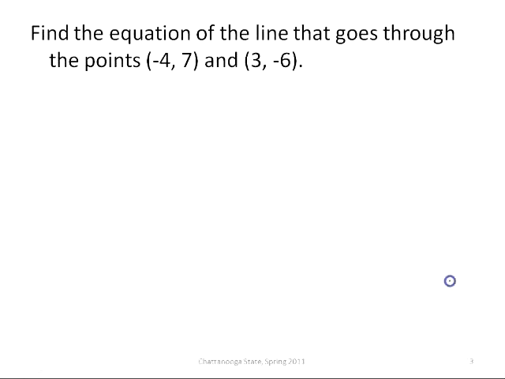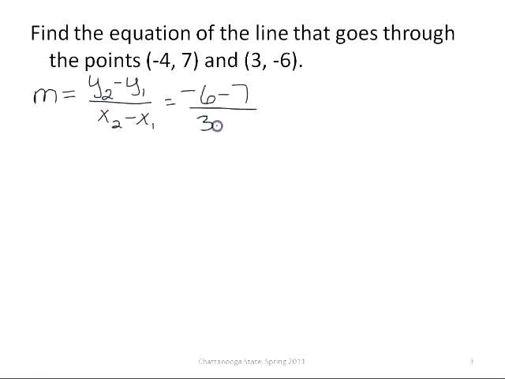So let's look at a problem. Let's say we know that the line goes through the points -4, 7, and 3, -6. The first thing we need to do is find the slope. So we find the slope by subtracting the y-coordinates on top, y2 minus y1, over x2 minus x1. If I call the -4, 7 the first point, and the 3, -6 the second point, the numerator would have a -6 minus 7, and the denominator would have 3 minus a -4. So I have a -13 in the numerator and a 7 in the denominator. So my slope is -13 over 7.